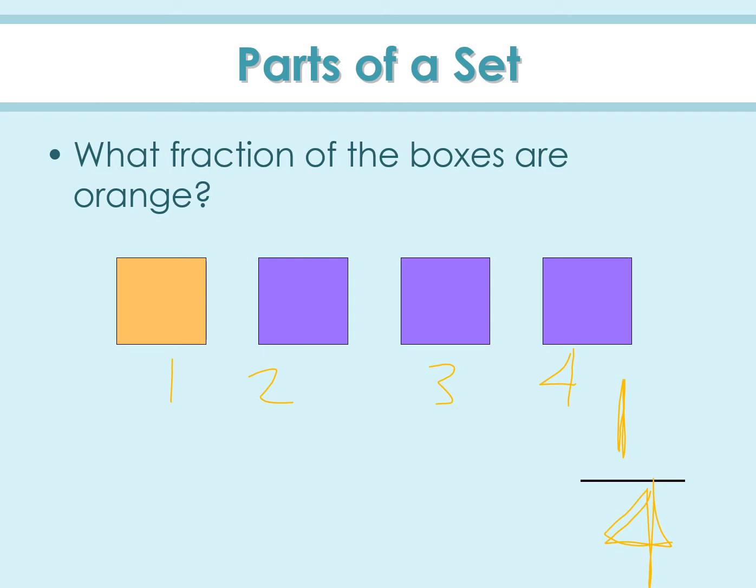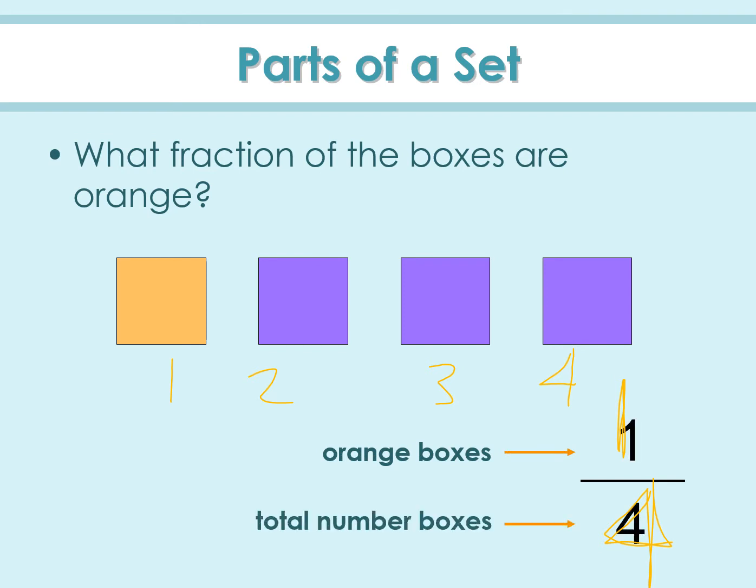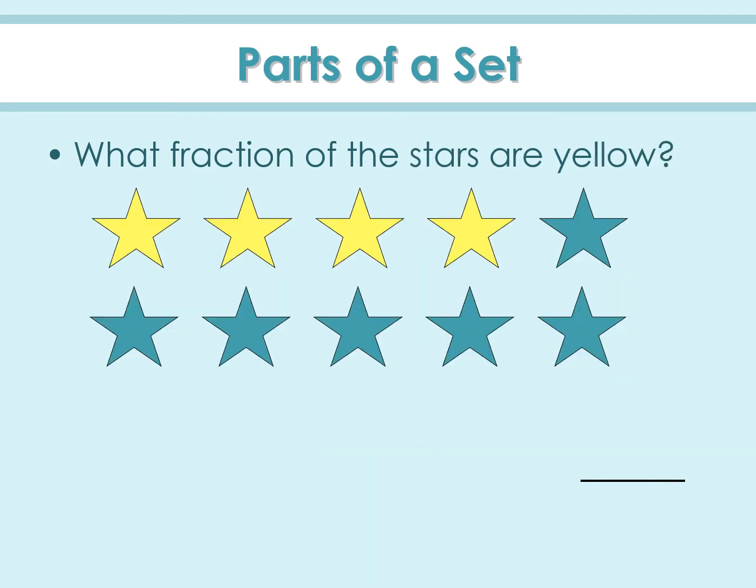Did you get the right answer? Let's check and see if we did. There's 1 orange box and there are 4 total. So our fraction is 1/4. What fraction of the stars are yellow? Write your answer.